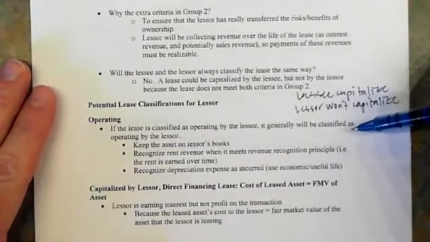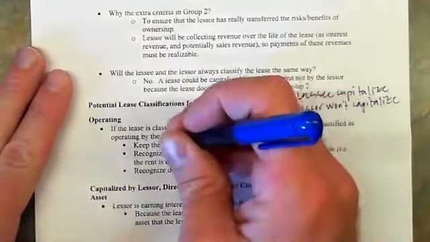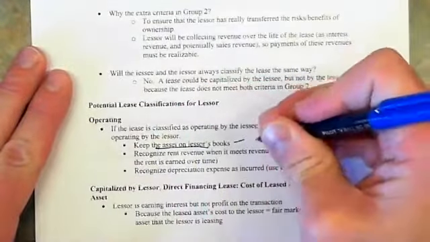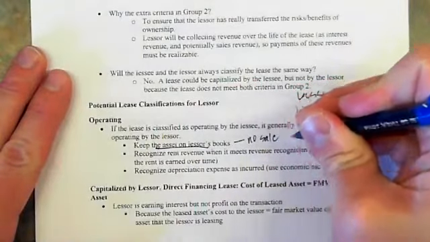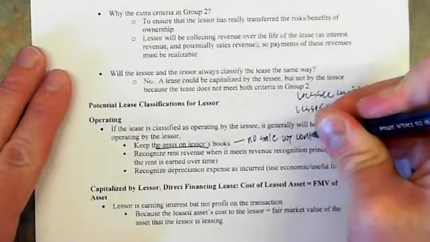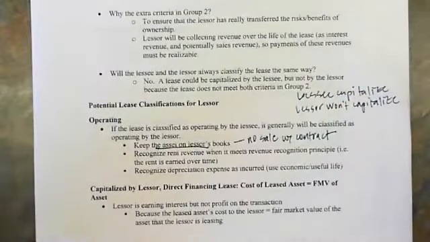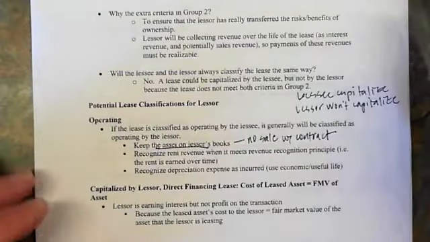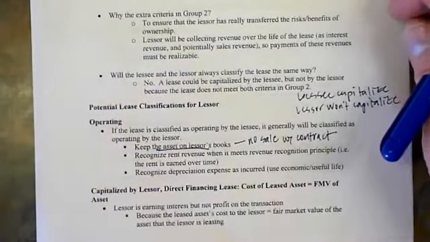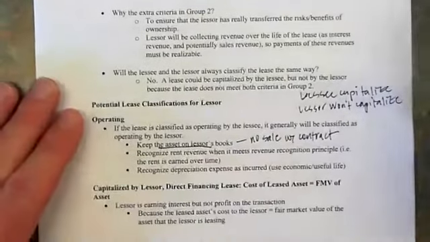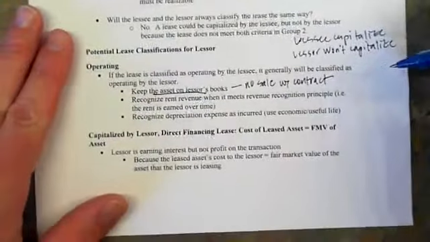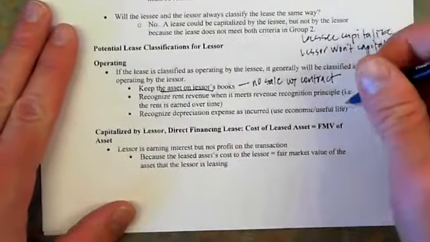If it's classified as an operating lease, remember that we keep the asset on the lessor's books because we haven't had a sale with the contract. The lessee wouldn't record an asset on their books, so the lessor doesn't remove the leased asset from their books. We recognize rent revenue when we meet the recognition principle, so the rent will be earned over time by the lessor. It's not earned at a point in time. And then we're going to recognize depreciation expense as it's incurred on the lessor's books.